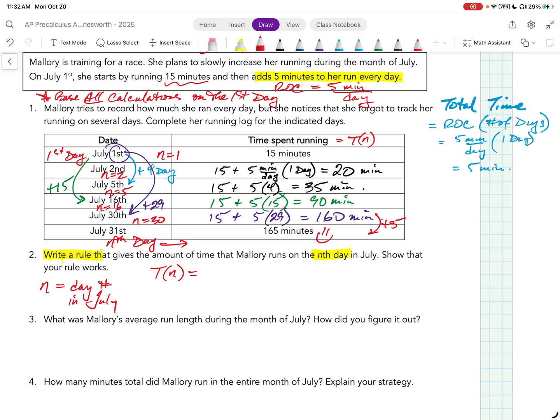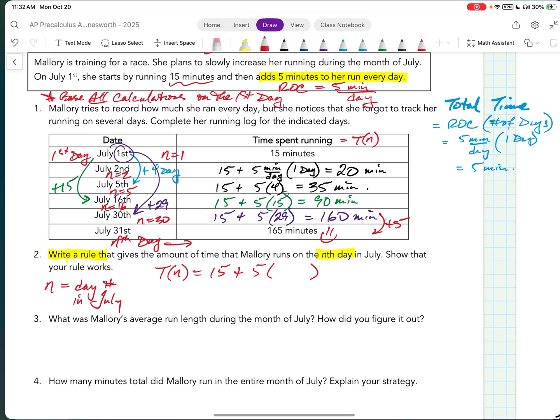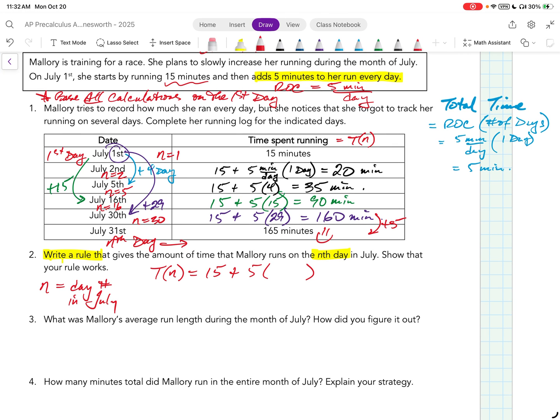What would that be? Well, we have to take a look at patterns. We know it's got to be 15 plus something. So 15 plus something, and it's going to be 15 plus 5 times something. So what is that something? Well, what we want to do is consider and compare the following. So when n equals 2, it's 15 plus 5 times 1. And then when n is 5, it's 15 plus 5 times 4. We're talking about the number of days since July 1st.